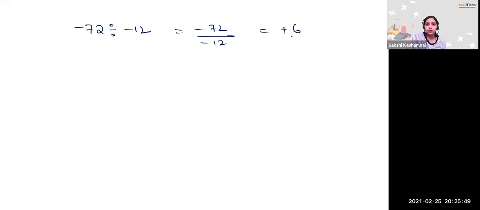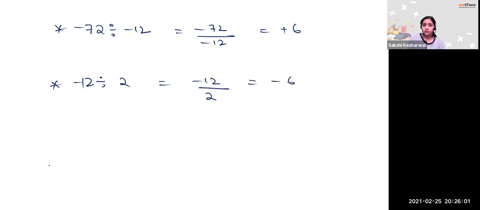Okay. Now, if I give you the number minus 72 divided by minus 12, right? So negative divided by negative, your answer is what? Positive. So 72 divided by 12 is what? 6. That's it, your answer, right? If I write minus 12 divided by 2, negative divided by positive, so your answer is negative 6. That's it.